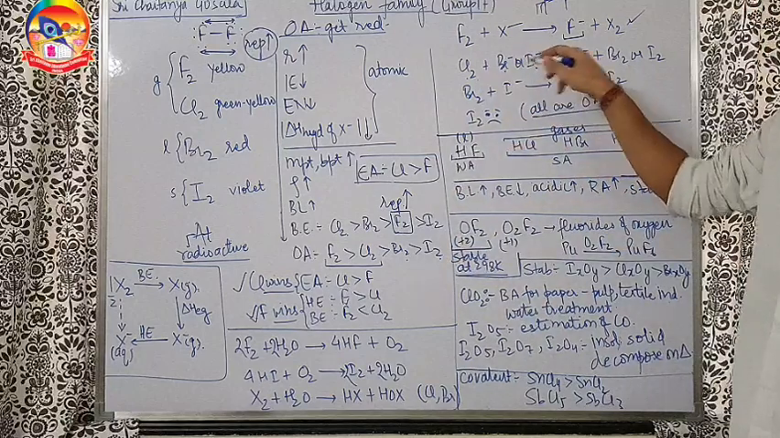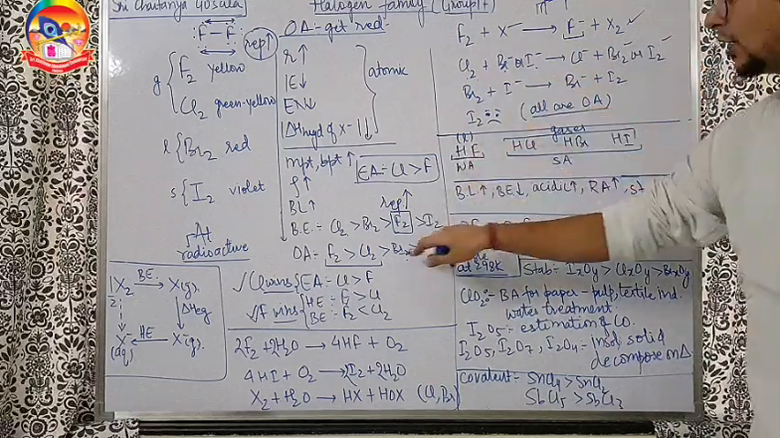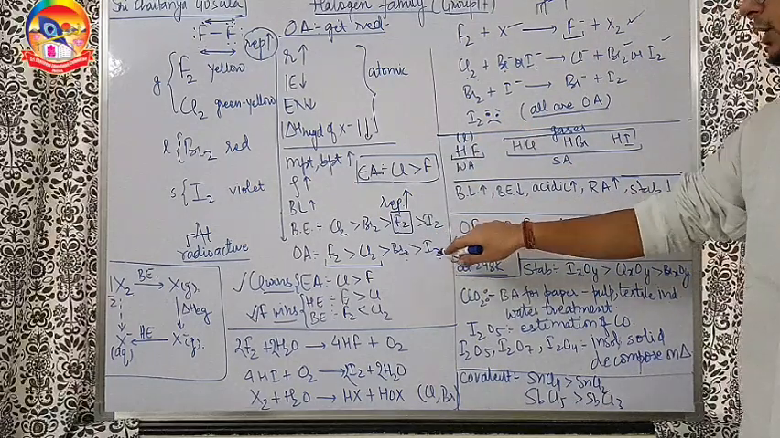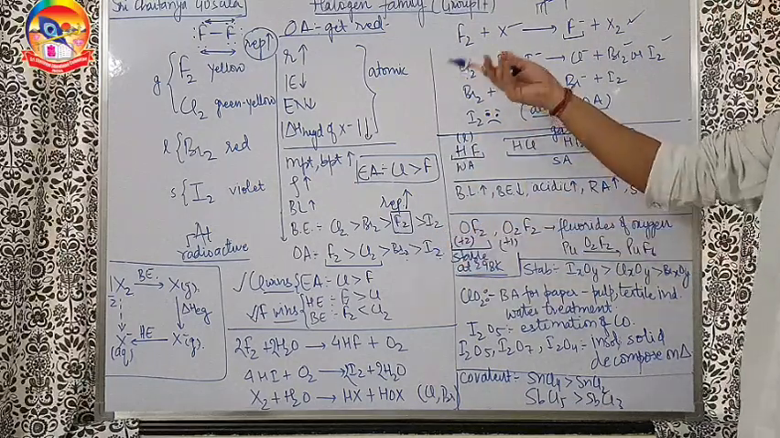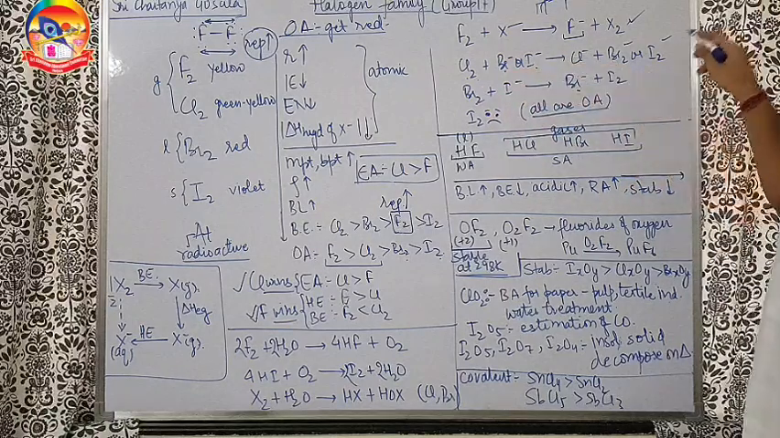So chlorine will take the chair from them, and Br2, I2 will go out. Bromine is better only than iodine. So bromine will take the chair from only I minus, becoming Br minus, and I2 goes out.